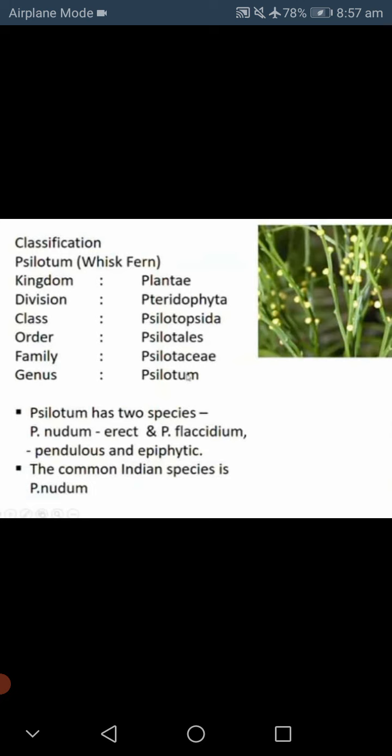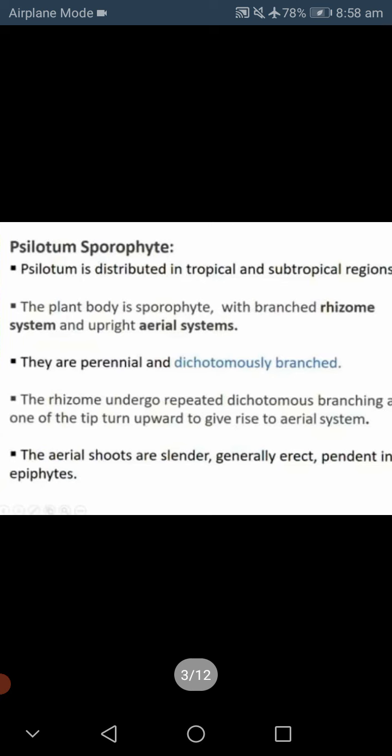Xylotum has two species: Xylotum nudum, which is an erect plant, and Xylotum flaccidium, which is pendulous and epiphytic, that grows on other plants. The common Indian species is Xylotum nudum. Xylotum sporophyte. Xylotum is distributed in tropical and subtropical regions.